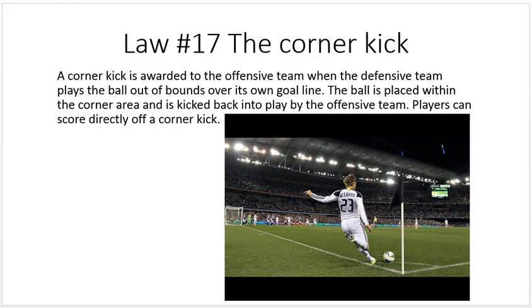Law 17, the corner kick. A corner kick is awarded to the offensive team when the defensive team plays the ball out of bounds over its own goal line. The ball is placed within the corner kick area and is kicked back into play by the offensive team. Players can score directly off a corner kick.